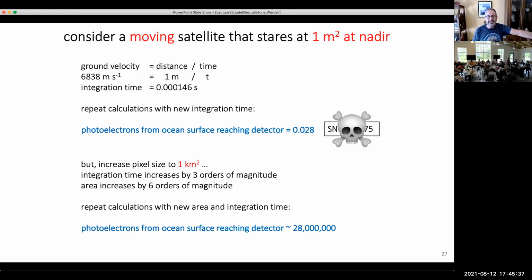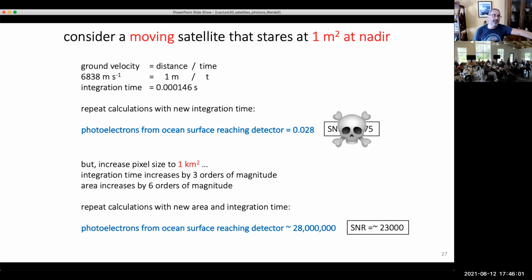What happens if you increase this pixel size to 1 square kilometer? The integration time increases by 3 orders of magnitude, and the area increases by 6 orders of magnitude. Redo all of the math, and now suddenly you're getting 28 million photoelectrons at your detector. This is why we increase our footprint.